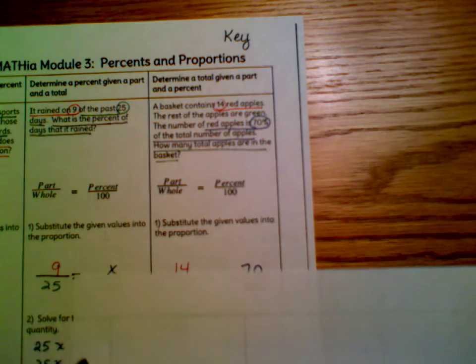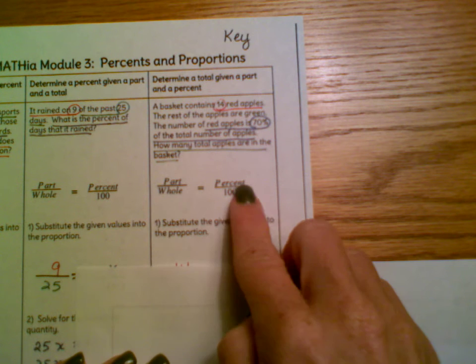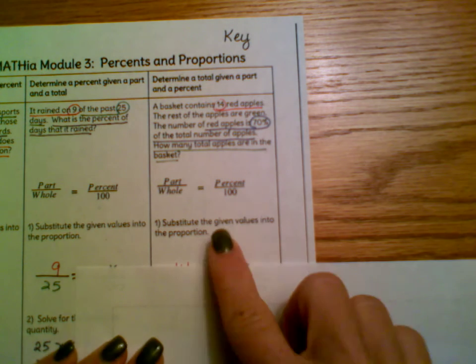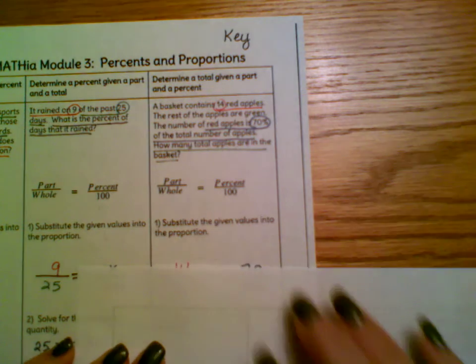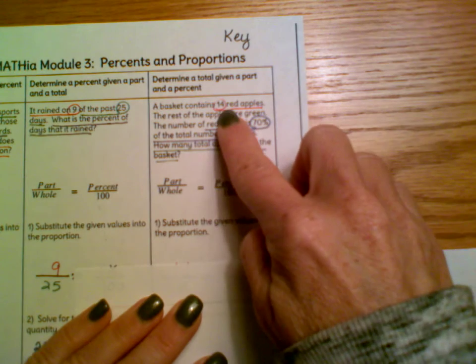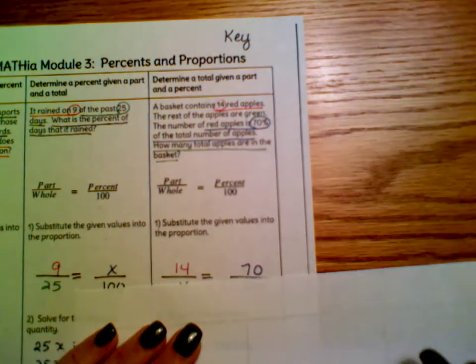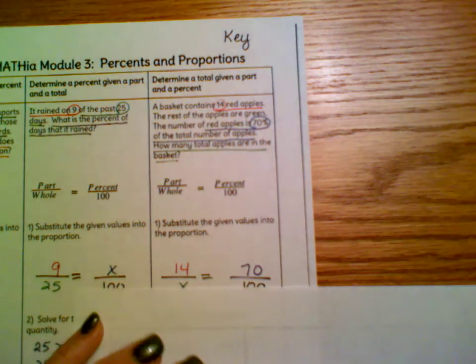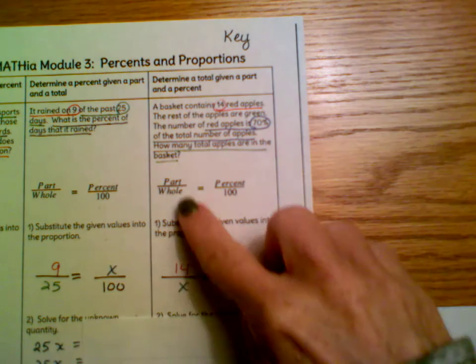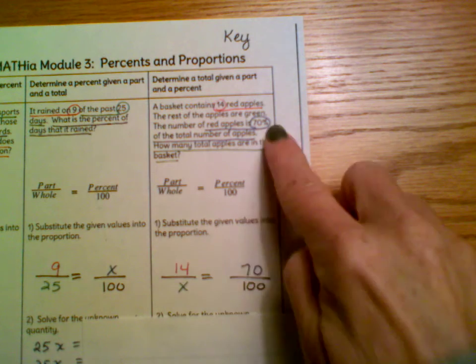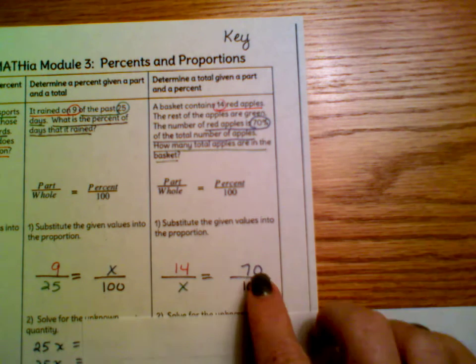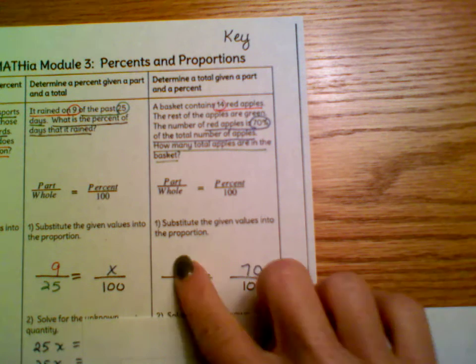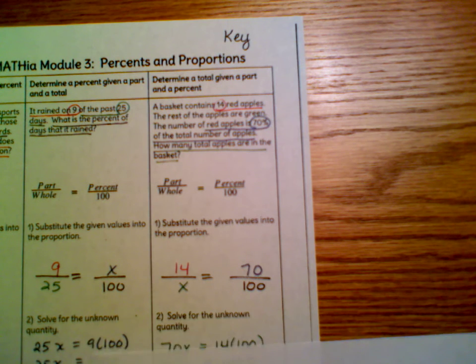So again, using the same equation, part to whole, percent over 100. Substitute the given values. We know the part was 14, so the numerator is going to be 14. This time I do not know the whole. That's what I'm trying to find. The percent was 70. So again, here, not too sure about scaling that down. I'm going to use means and extremes.